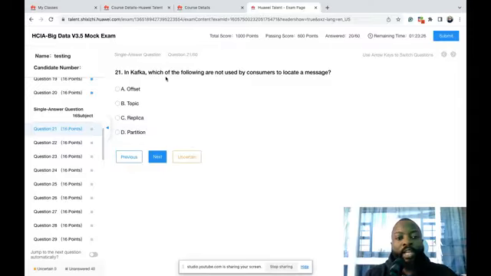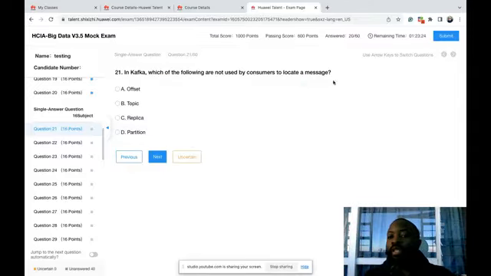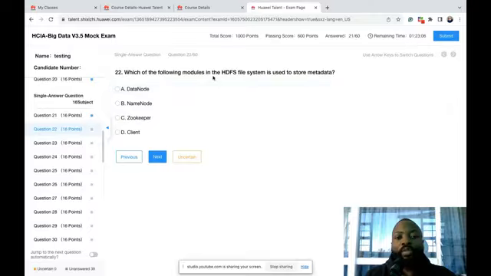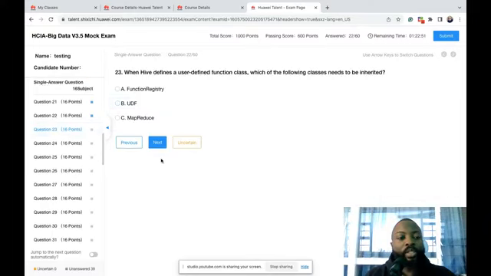Okay, question 21 in Kafka. So now we have a single answer question where the answer can just be one option. Which of the following are not used by consumers to locate messages? Okay, we have replica. Which of the following modules in HDFS is used to store metadata? In metadata, remember, when we're storing metadata in HDFS, we use NameNode, which is B.